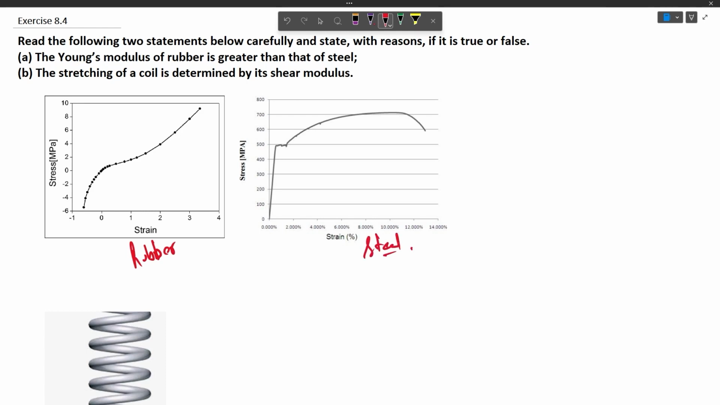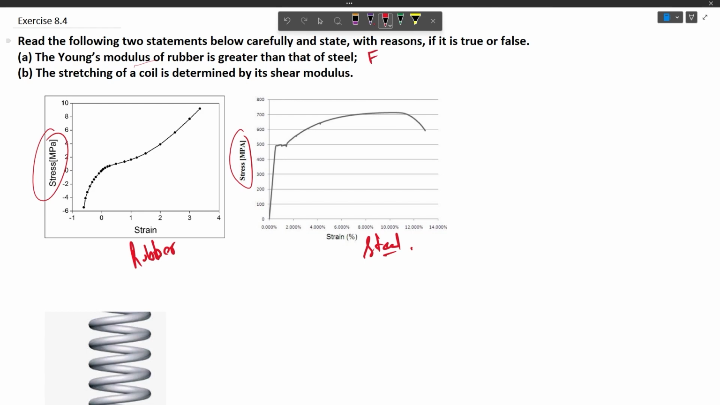So we know that Young's modulus is the slope of the stress strain plot under the elastic limit of the material. So we see here that both of the stresses are on the same scale, and the slope of steel is way higher than that of the rubber. So we can clearly say that the Young's modulus of steel is greater than that of the rubber. So this statement is false.